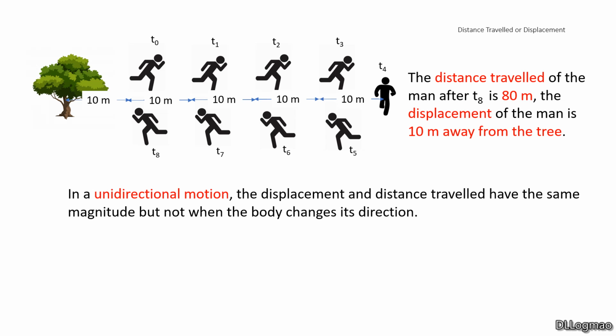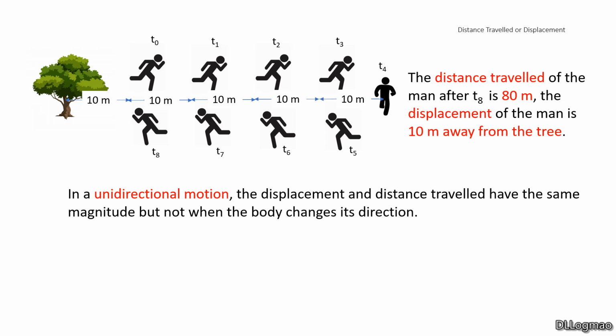In a unidirectional motion, the displacement and distance traveled have the same magnitudes, but not when the body changes its direction. The magnitude of distance traveled is greater than the displacement when the direction of the motion changes.